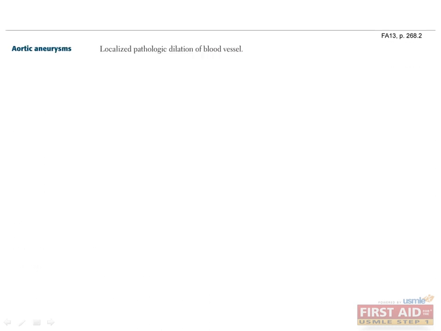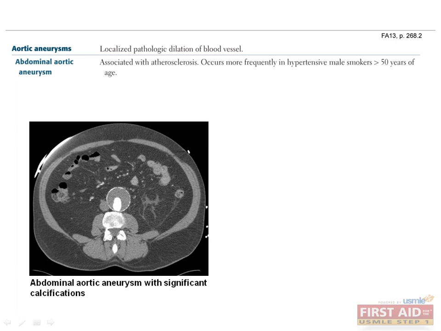Let's next talk about aortic aneurysms. One particular place where aneurysms manifest is in the aorta. These are dilations of blood vessels that are marked by weakening of the vessel walls. In the aorta, they are typically found in the abdominal aorta as a result of atherosclerosis. It is more common in hypertensive older male smokers.